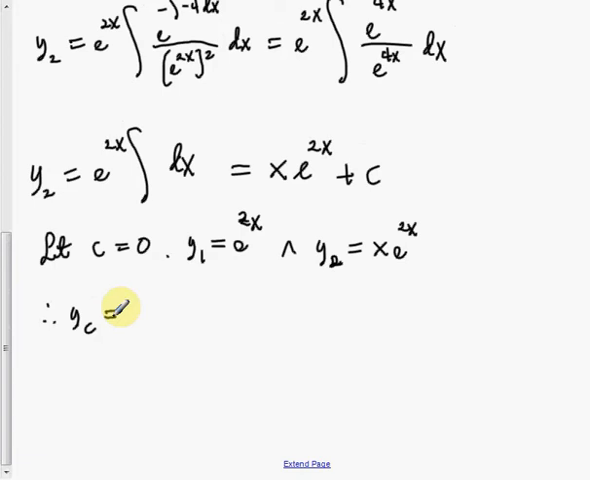So I say y sub c is equal to c sub 1 times y sub 1 plus c sub 2 times y sub 2. There goes our constant. So your solution is c sub 1 times e to the 2x plus c sub 2 times x times e to the 2x.